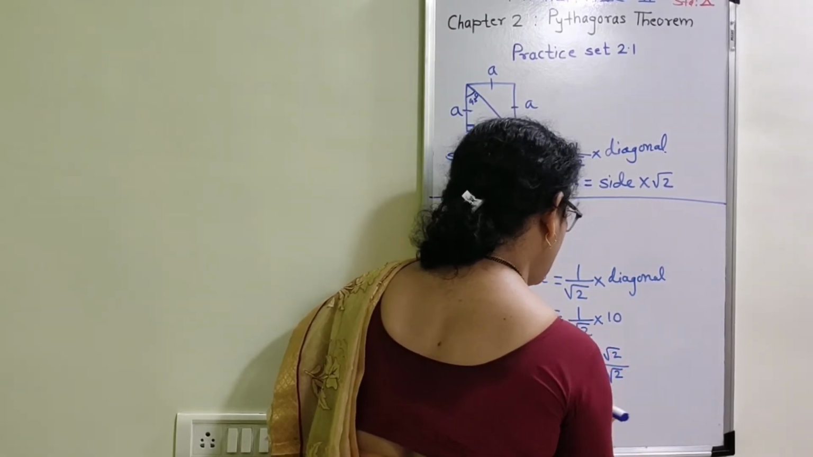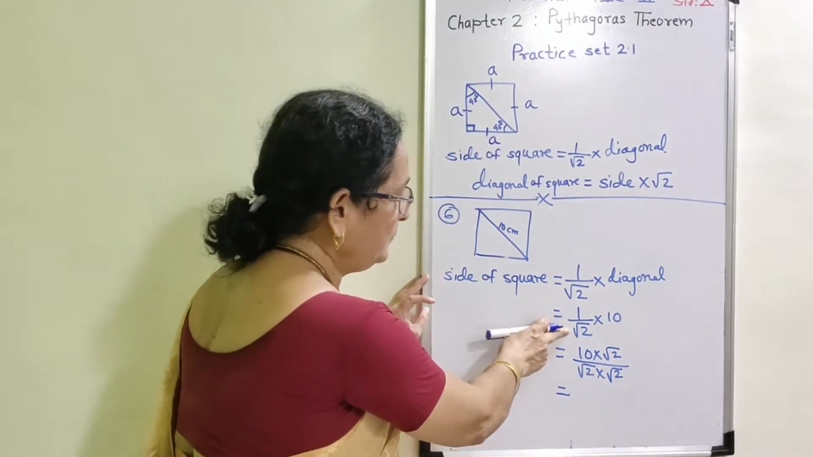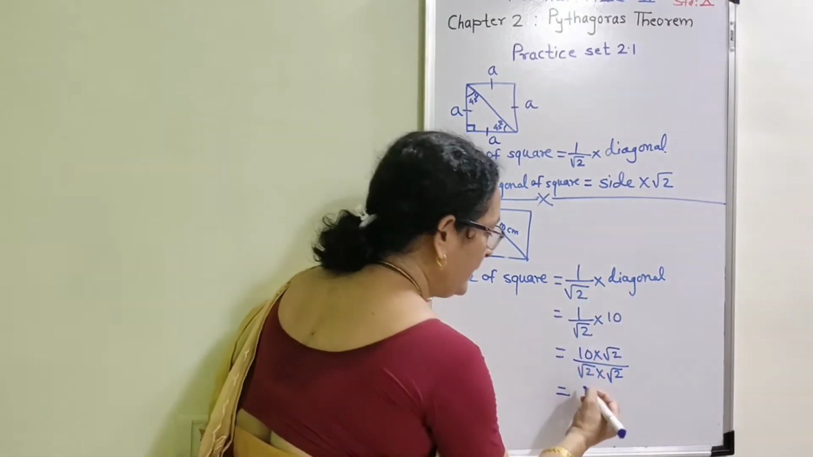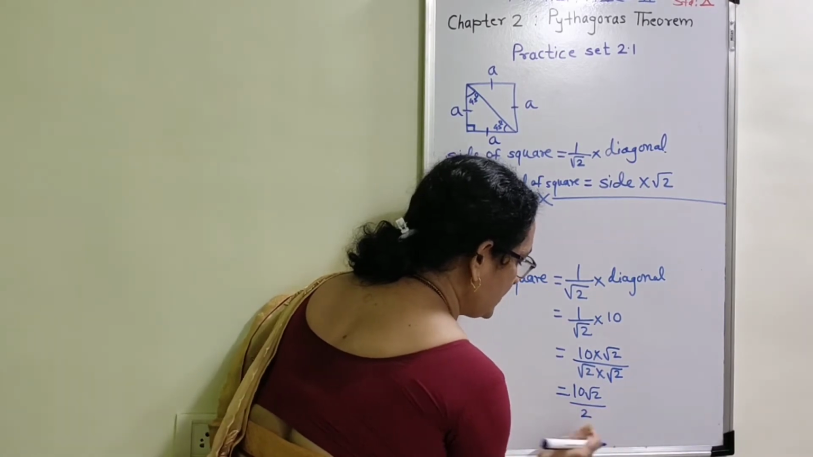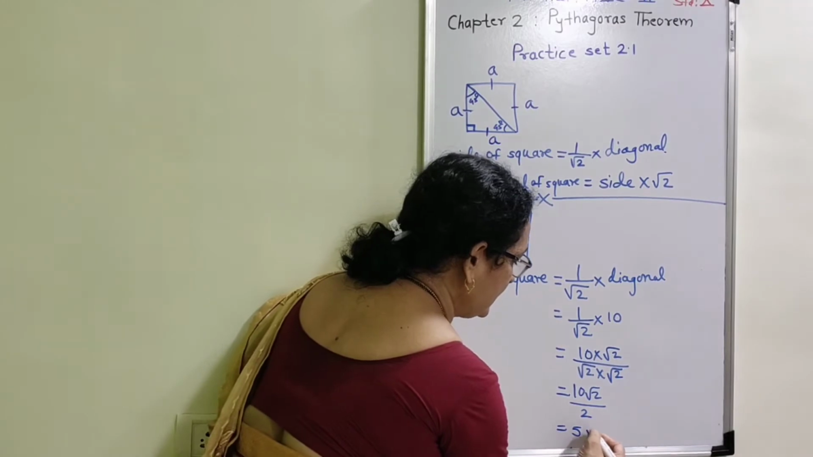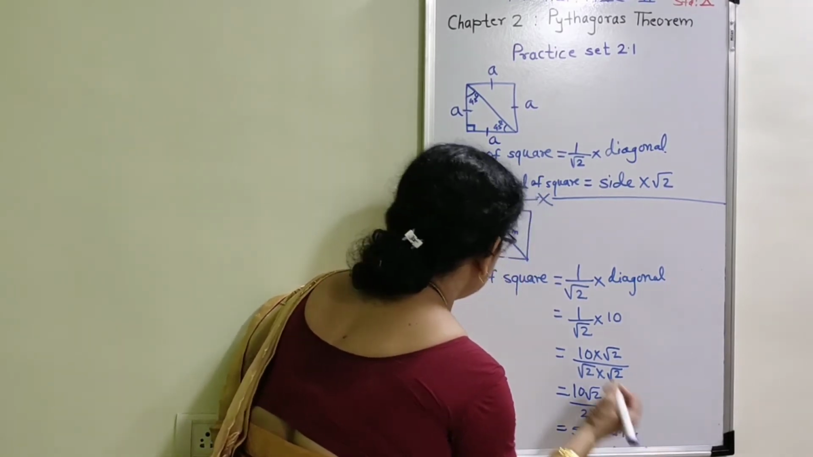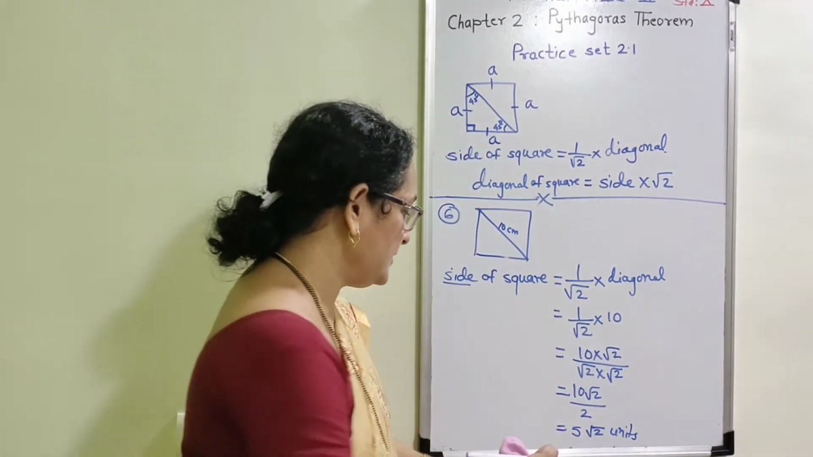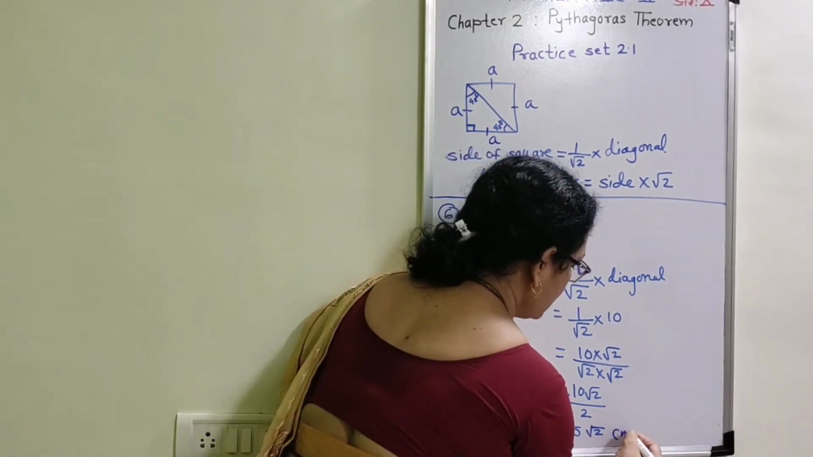In 9th standard, we have studied how we can rationalize the denominator. I can multiply numerator and denominator with root 2. Root 2 into root 2, the multiplication is 2. Divide 10 by 2. My final answer is equal to 5 root 2, and this is the length of the side. Since the unit is given as centimeter, my final answer is 5 root 2 centimeter.